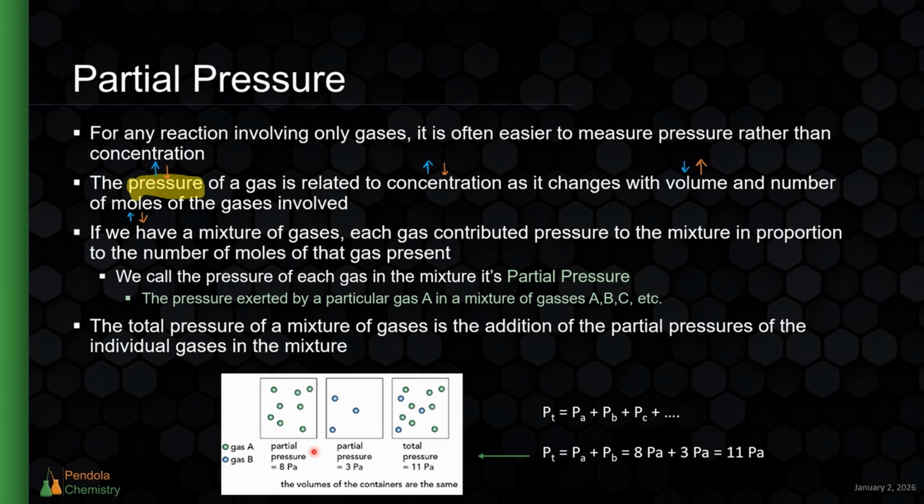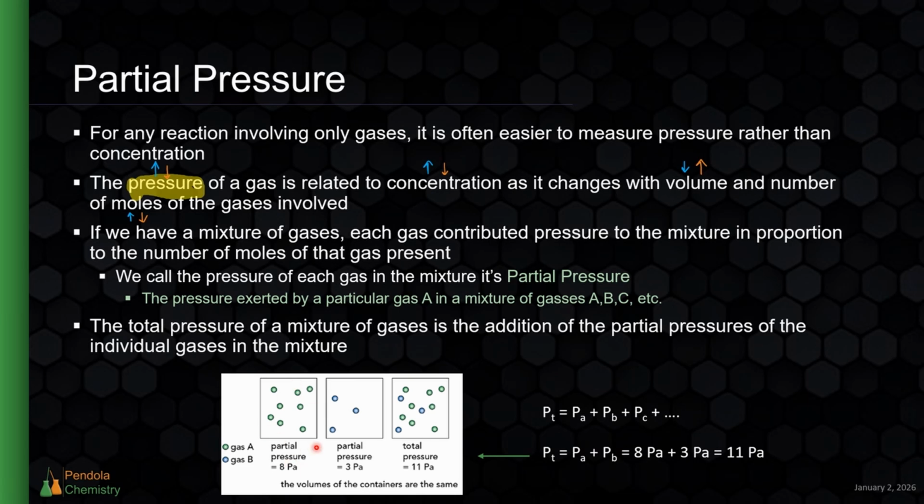So in this example right here, if we had a container with nothing but gas A and a container with nothing but gas B, and these containers were the exact same volume, right? So this had to be the exact same volume. If we were to now grab all of these gas B particles or moles and put them into a container with gas A together, this mixture will have a total pressure that is equivalent to the partial pressure gas A had plus the partial pressure gas B had.